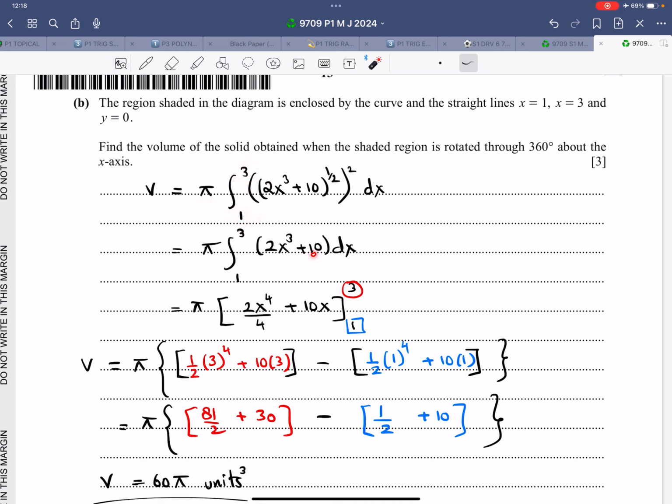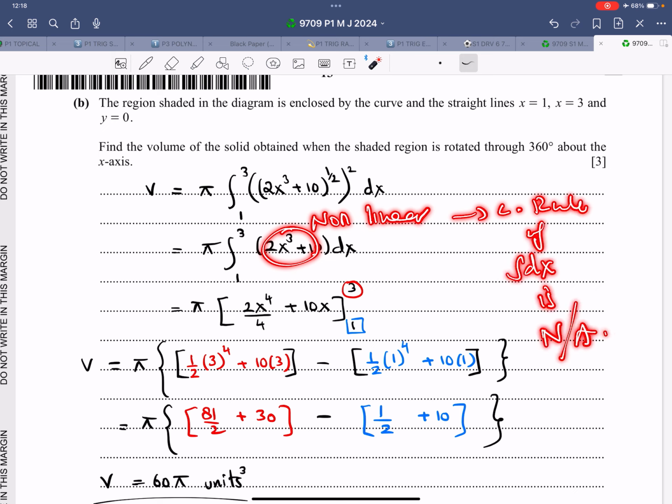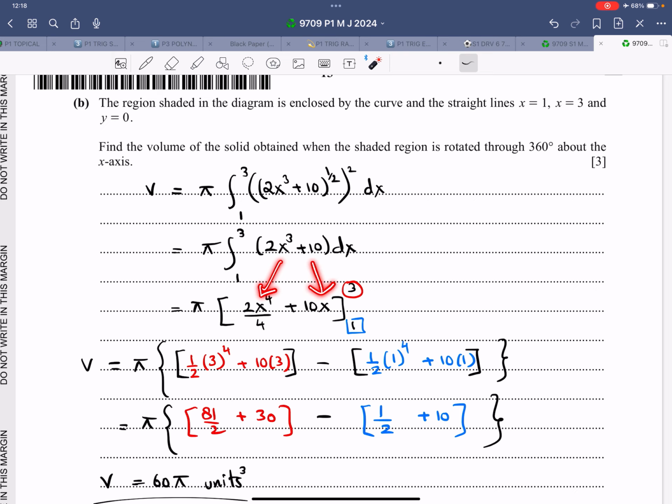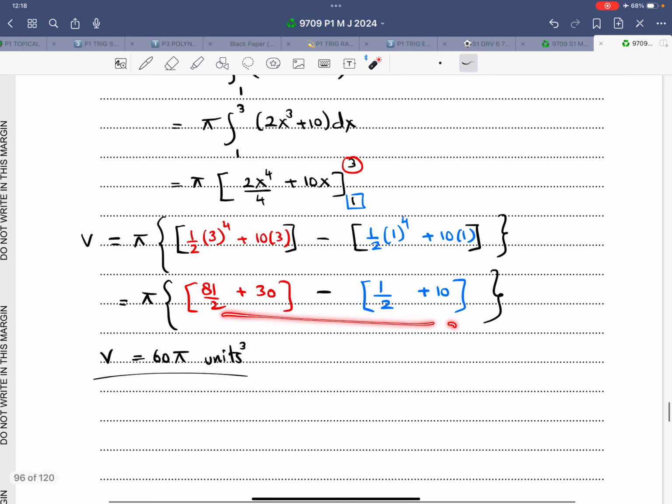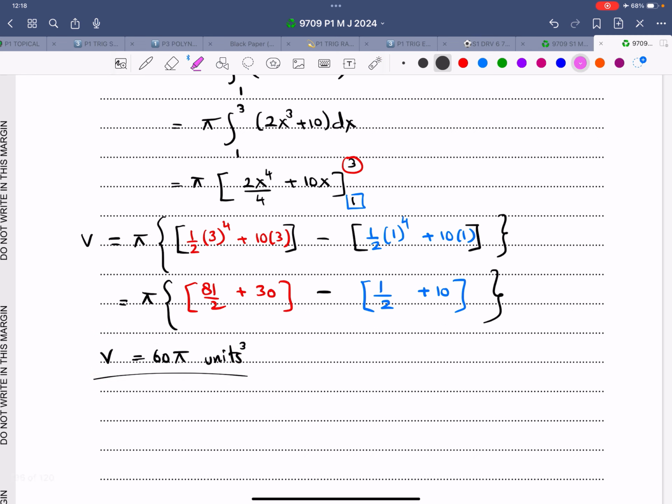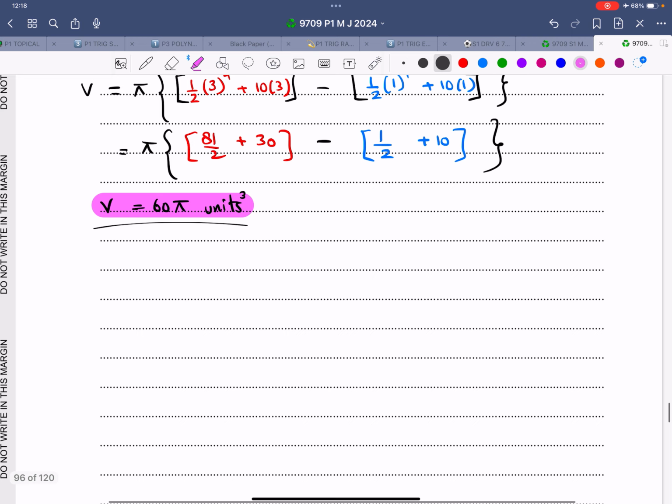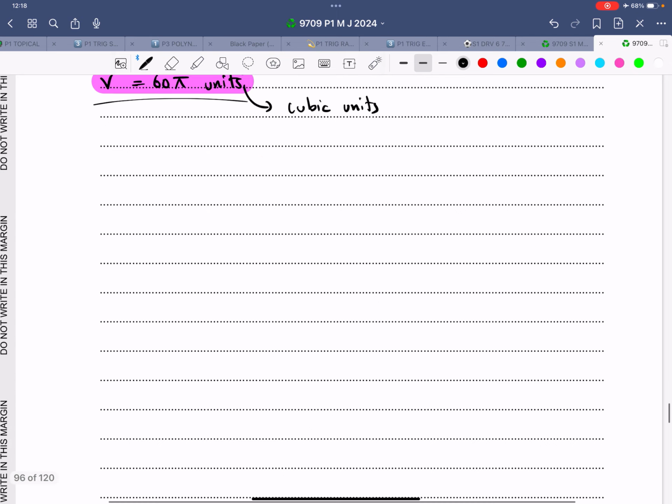Now chain rule is not applicable. Why? Because this is non-linear. So chain rule of integration is not applicable. So you integrate term by term. You plug in the upper limit, you plug in the lower limit, simplify as much as possible. It's a beautiful answer. Volume comes out to be 60π units cube. So let me write over here. You can also write this thing as cubic units.